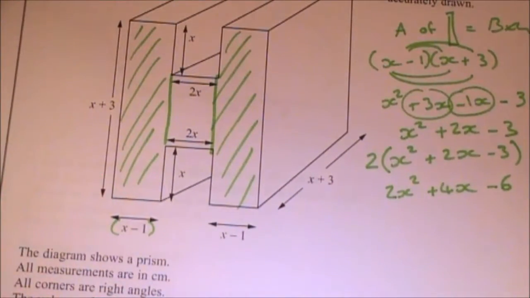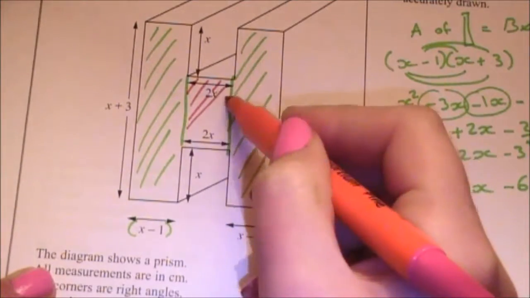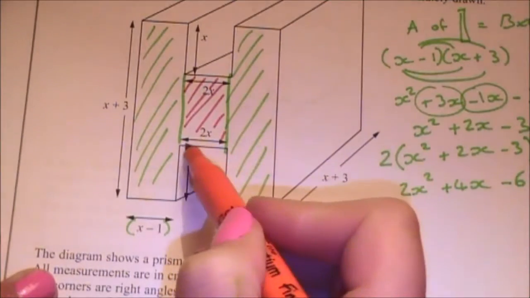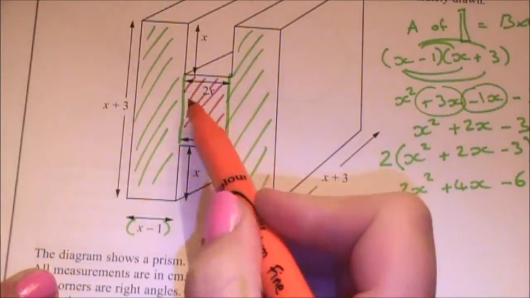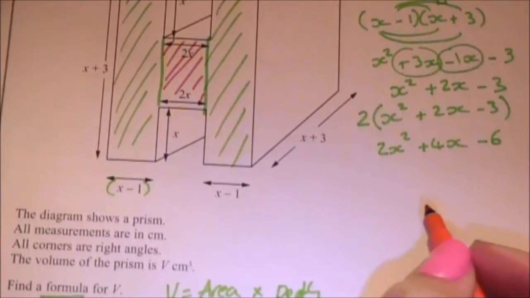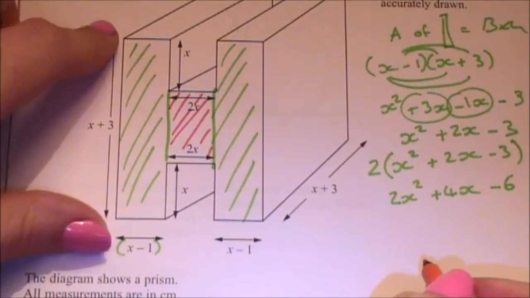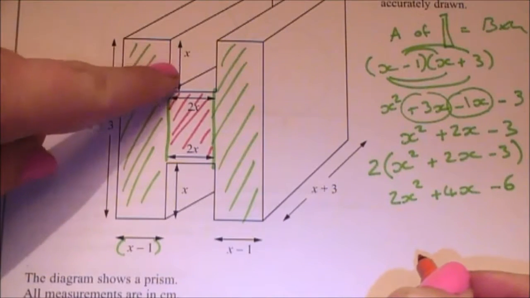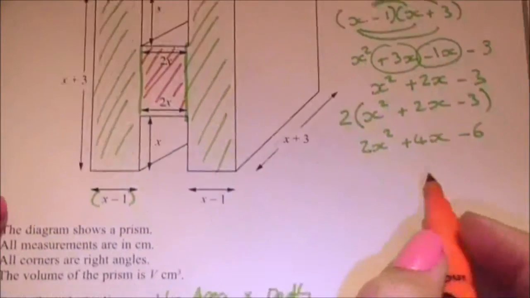Now I need to find the area of this little rectangle here. And this is actually going to be slightly tricky, because whilst I've got the base or the width, which is 2x, I do not have the height, so I need to work that out. Now, in order to find the height, I need to take the height of the whole thing, so that's x plus 3. I need to subtract that part, which is x, and that part, which is x.